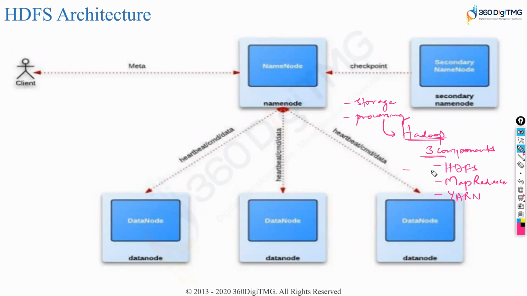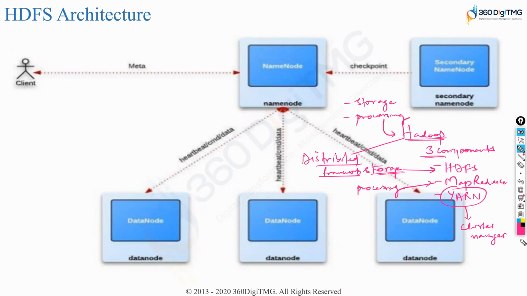HDFS is the storage component. And MapReduce works on distributed logic. It is a distributed framework. A framework is nothing but a platform, like an operating system. So HDFS is a storage component, and MapReduce is the processing component on Hadoop. YARN is a cluster manager, which helps to manage the entire cluster, scheduling the tasks, looking for node failures, managing replication and resource allocation. So the entire thing is taken care of by the cluster manager.